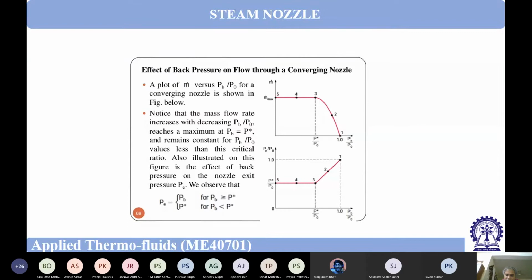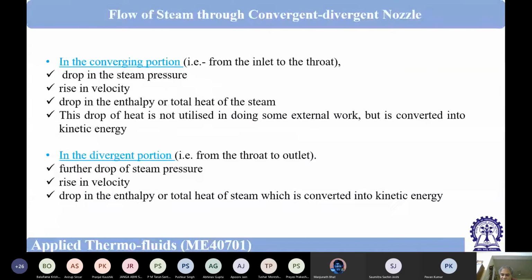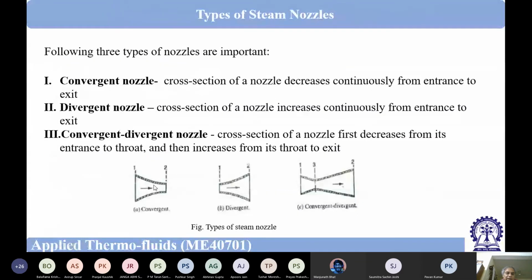Imagine some sort of a nozzle. Let me see whether I can go to a nozzle or not. Not this nozzle. So this is a convergent divergent nozzle. And here, what we have done is we have kept some sort of a valve, which we are opening more and more.